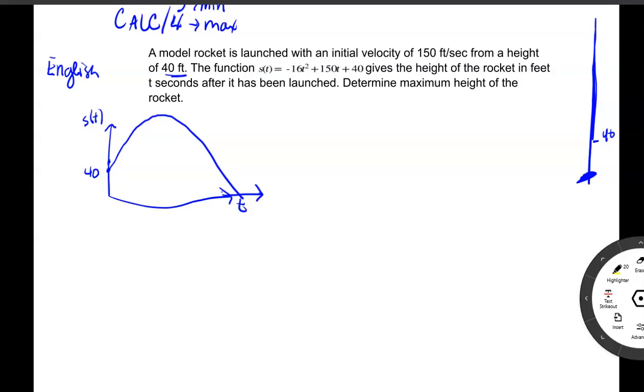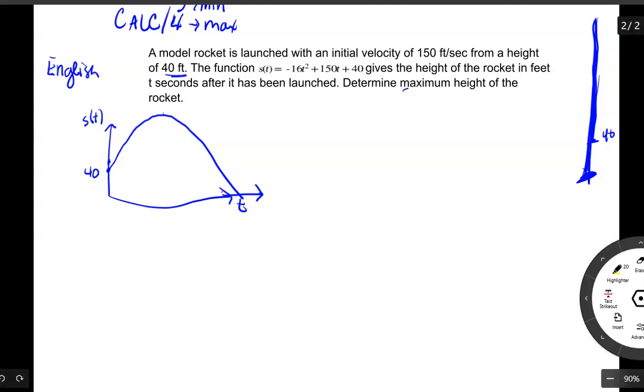But in our graph, we're actually graphing how high it is based on time. So this isn't a distance, this is time. So at 0 seconds, it would be right here at the 40. And then at 1 second, it would be up here somewhere. And then at some point, and I don't know what that is because I haven't calculated it, it is going to turn around and start coming back down. And that's what this point up here represents.